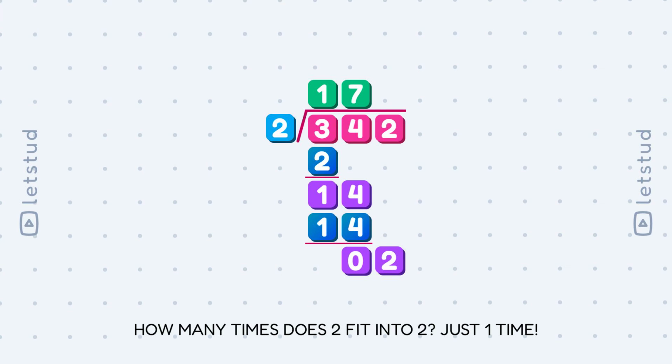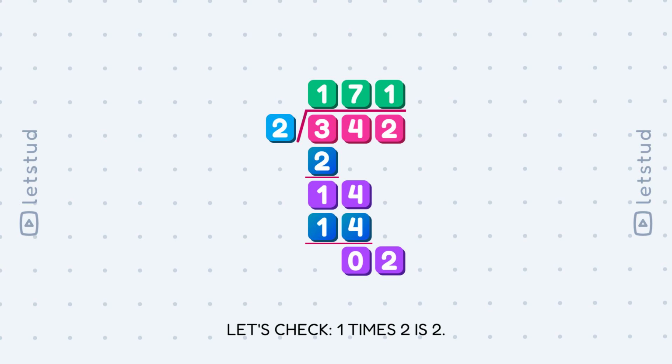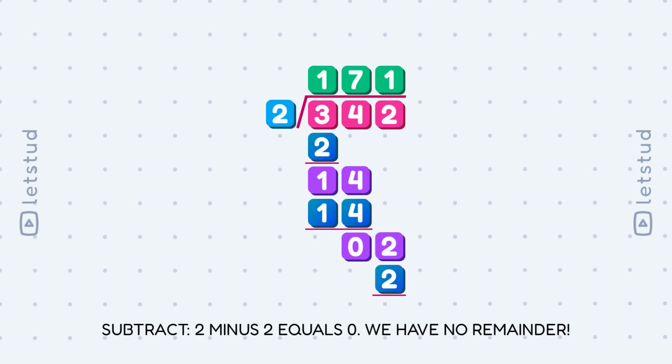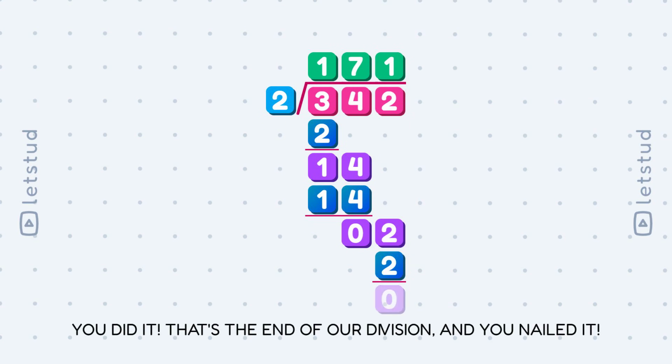How many times does 2 fit into 2? Just 1 time. Let's check: 1 times 2 is 2. Subtract: 2 minus 2 equals 0. We have no remainder. You did it.